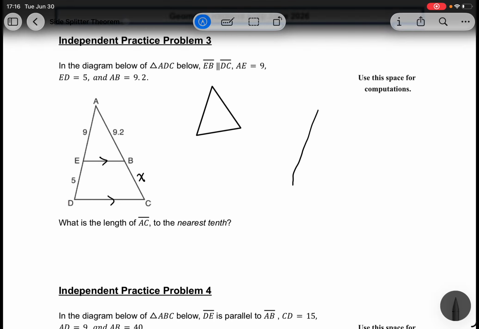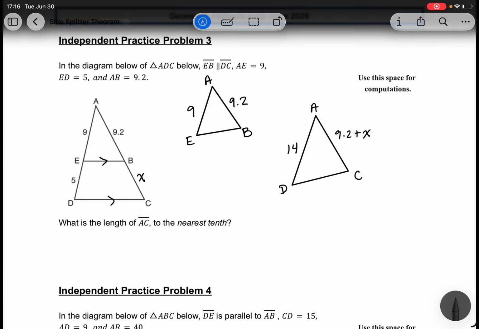So we have our small triangle and our large triangle. Triangle AEB and triangle ADC. AE is 9, AB is 9.2. AD is going to be 9 plus 5, so that'll give us 14. And then AC will be 9.2 plus X.